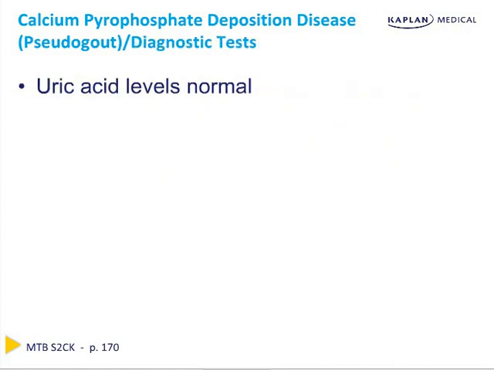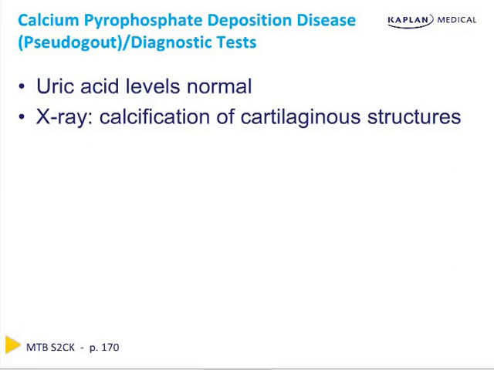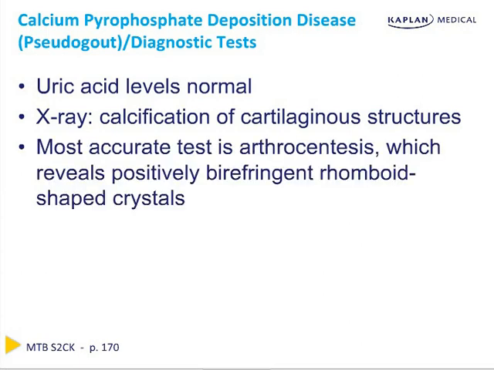When diagnosing pseudogout, remember the uric acid level is going to be normal. X-rays are going to show calcification of the cartilaginous structures of the joint and degenerative joint disease. The most accurate test is the arthrocentesis, and it's going to reveal this key phrase: positively birefringent rhomboid-shaped crystals. Remember that phrase for the USMLE.